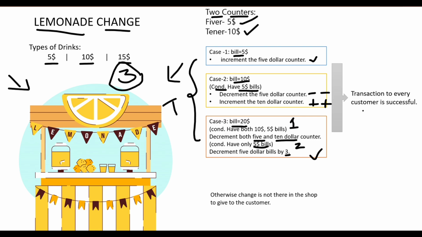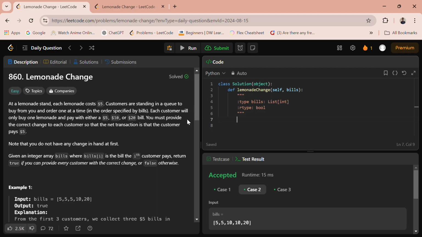If all of them are satisfied, then the customer is satisfied and the transaction is made. If any one of these conditions is not satisfied, then the shop doesn't have any change, so we return false. It is a very easy problem. So let's try some code.